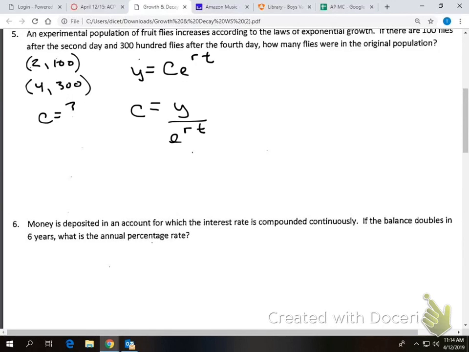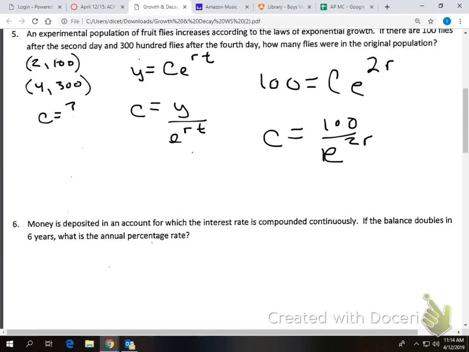Okay, but I don't know. I gotta do that in relation to a couple things first, Cam. Okay, you gotta get your rate. So I know this. I knew that I had 100 fruit flies, right? So I don't know my initial value C. e raised to the, and here's what you gotta do, 2R. Agree? So how about C equals 100 over e to the 2R? Would you agree with that?